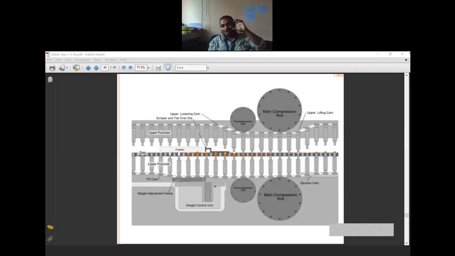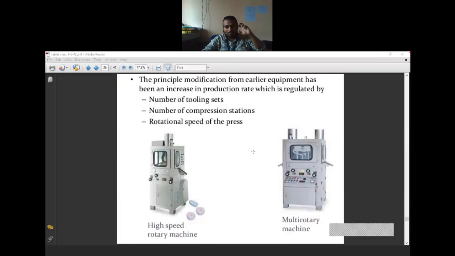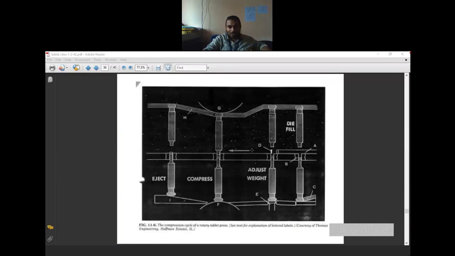Have you seen the same, that means, see this one. Have you seen this structure? Yes, sir. This is the upper punch, this is the lower punch. This one is the die. See, in between the upper punch and lower punch. Have you seen this one? Yes, sir. This is the die. In the die, it is die fill. See, this is die fill.